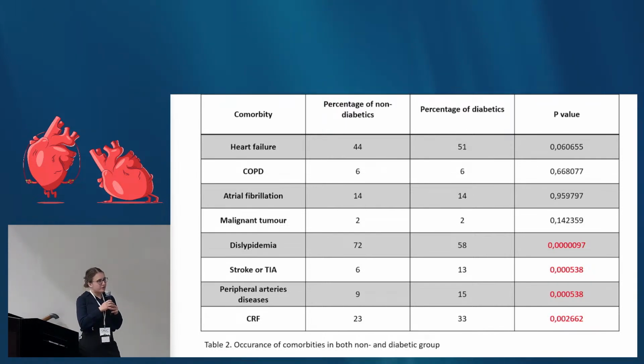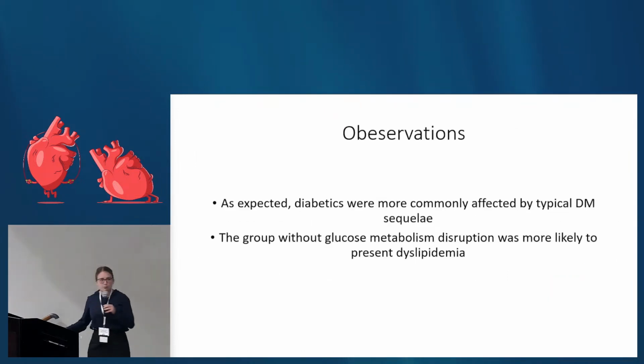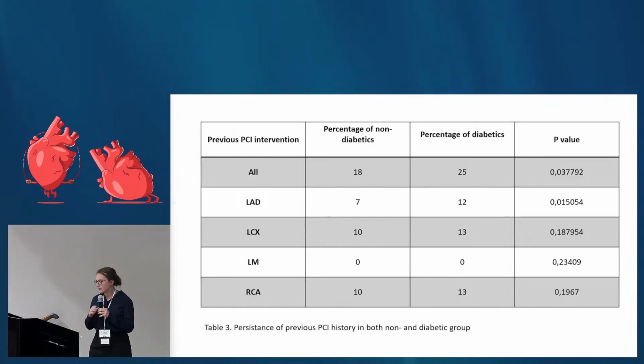Our populations, with and without diabetes, did not differ in regard to age and BMI, but they did differ in the occurrence of stroke or TIA, peripheral artery disease, or chronic renal failure, which were more common in the diabetic group. However, dyslipidemia was more common in the non-diabetic group, which is unsurprising, seeing as three quarters of the conditions I mentioned are typical sequelae of DM, and the group without a major risk factor for ischemic disease, diabetes, had another major risk factor, which is dyslipidemia.